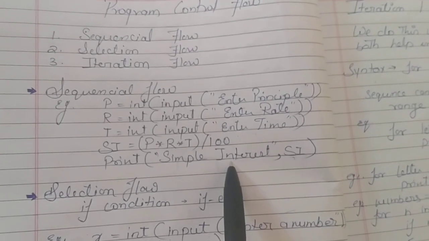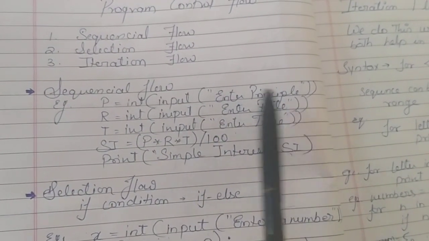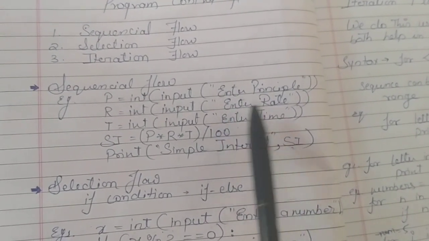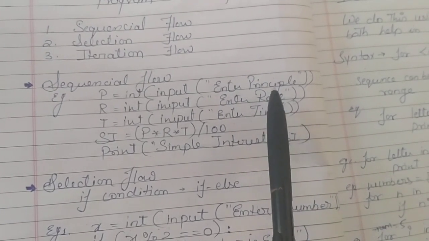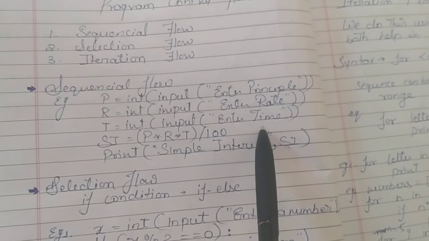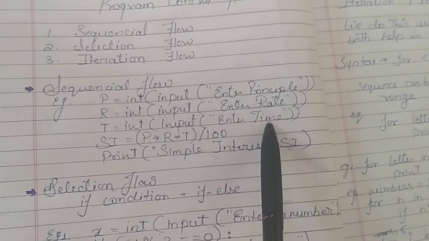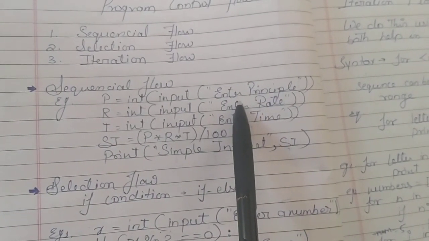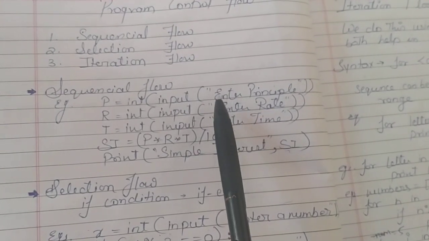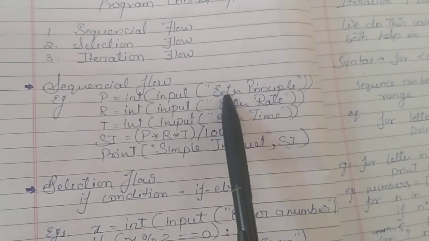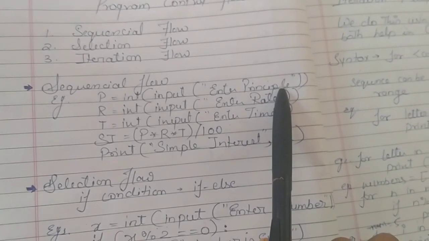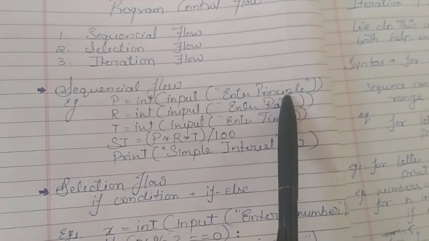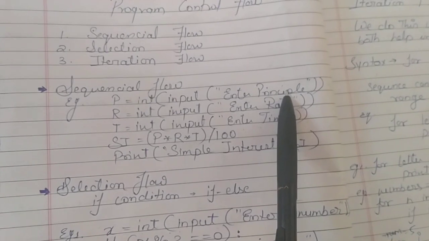Few more things to be noticed here: in the first line we are using double quotes, enter principal, here enter rate, enter time, all in double quotes. Why? Because these three instructions are for the user to understand what to enter for these variables. So we wanted a non-executable string. Non-executable means your control is going to put this particular line as it is on the screen. This will not come under the syntax of a particular statement you are writing. This is not a command, this is just a string to be printed.